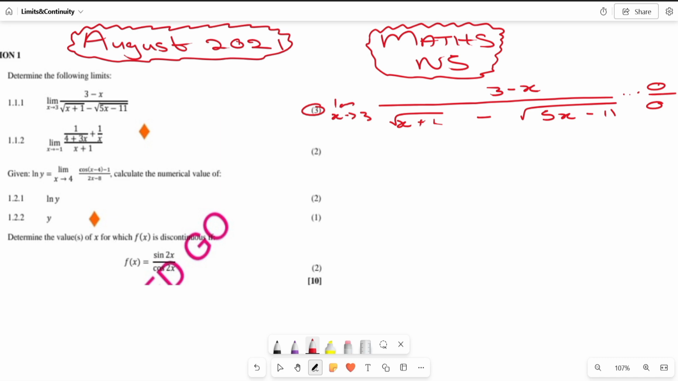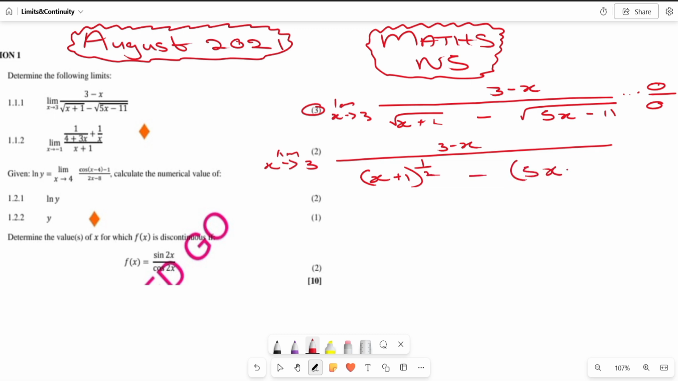So what we need to do is derive the numerator and the denominator, but before we get to that, let me write this in a way that we all can understand. I'm going to say 3 minus x divided by the bracket x plus 1 to the power of 1 over 2, minus the bracket 5x minus 11, also raised to the power of 1 over 2.